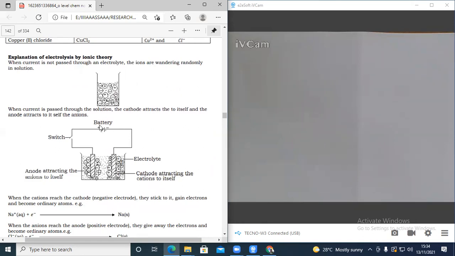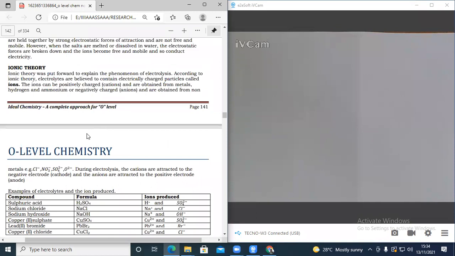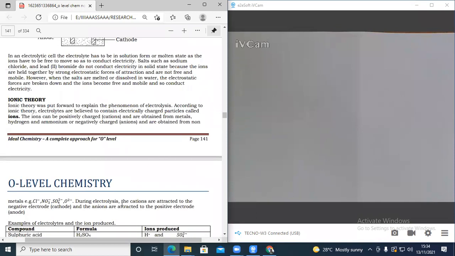They become attentive. The positive ions get attracted to the negative side. The positive go to the negative electrode, the cathode. Then the negative go to the positive electrode. That is the anode. That is what happens when you put current. So that is the ionic theory.